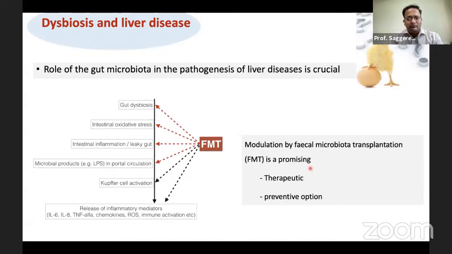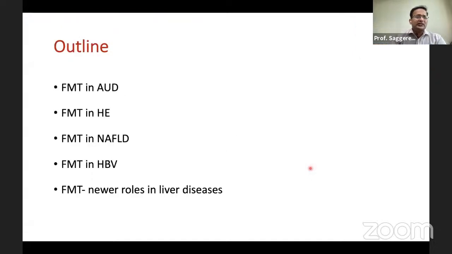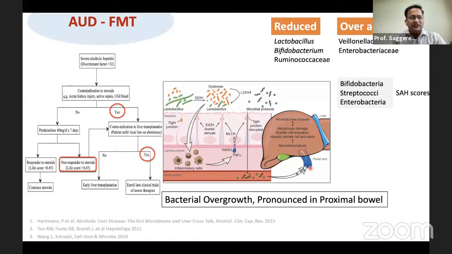And this is the outline. I'll start with the role of FMT. I'll be focusing mainly on the available clinical data on FMT in liver diseases. And firstly, alcoholic liver disease.